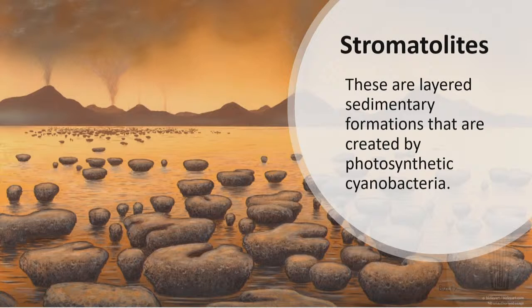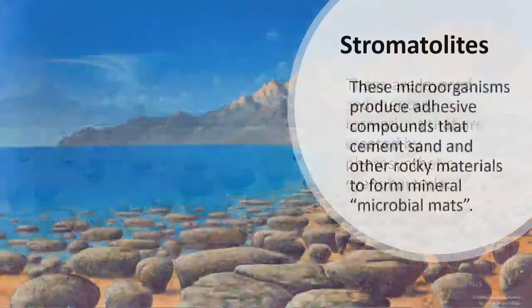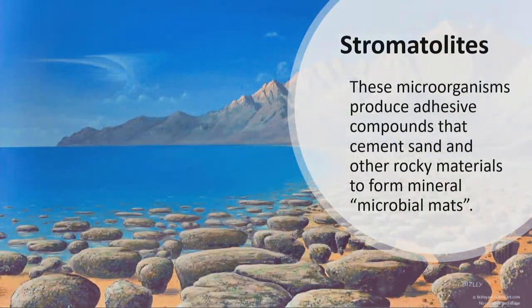There were cyanobacteria, algae that were conducting photosynthesis. And so that's really why I want to start way back here when we talk about the story of plants. And you'll see how they evolve into plants in a little bit. So these microorganisms produce adhesive compounds that cement sand and other rocky material to form these microbial mats. And some of these ended up becoming fossilized over time.